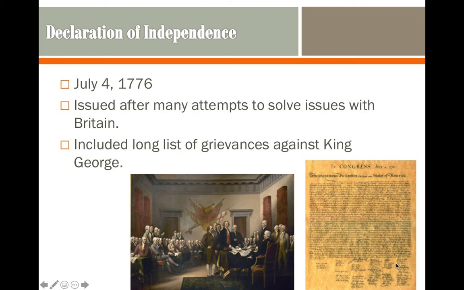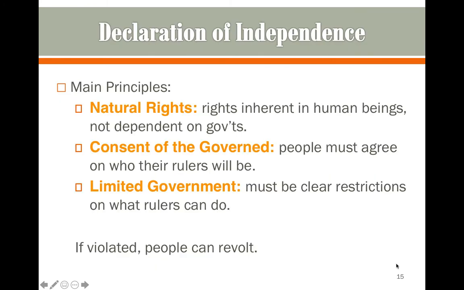The main principles within the Declaration of Independence that we have would be the idea of natural rights. That's a main principle within there. The consent of the governed, the limited government. Those are the three principles within the Declaration of Independence. The idea of natural rights is rights inherent to human beings, not dependent on the government. So it's not the government that gives people rights, but people have rights inherent. Inherent means God-given. And so it's very important to understand that God gives rights, not man.